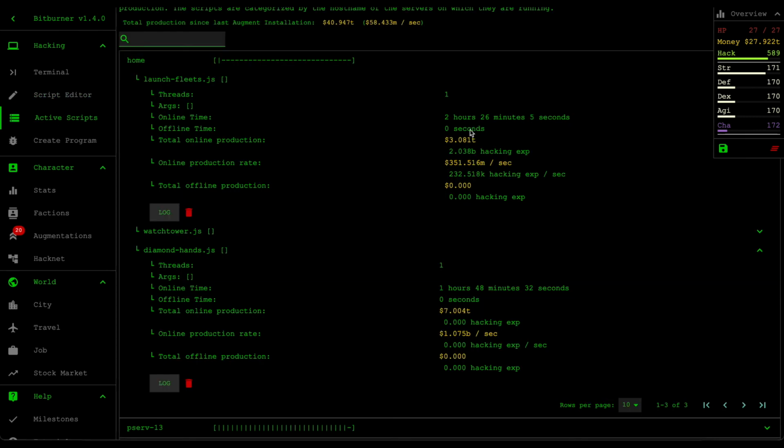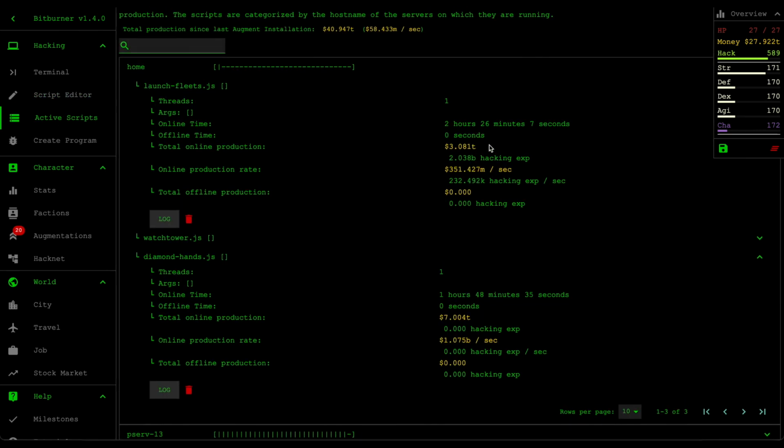So I left the script running for about nearly 2 hours, and as you can see, the Diamond Hand script can now generate up to 1 billion per second, which vastly exceeds what the launch fleets can do.